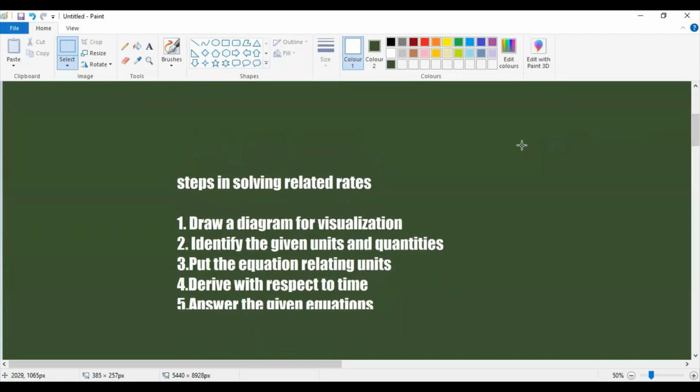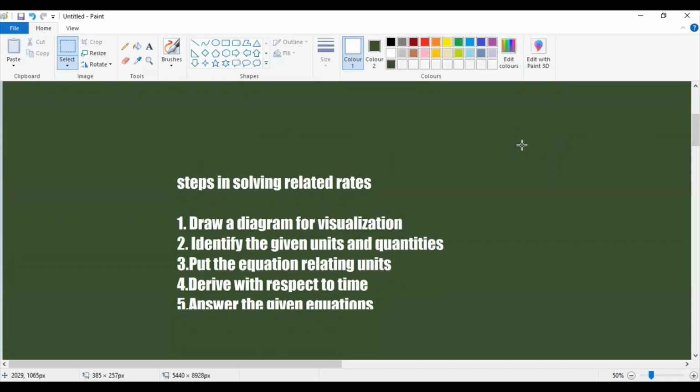Number one is to draw a diagram for visualization, which means in order to visualize the following question, you need to draw a diagram in order to understand the question deeper. Number two is to identify the given units and quantities, which means you need to put the given quantities of the following questions in order to solve the questions with ease.